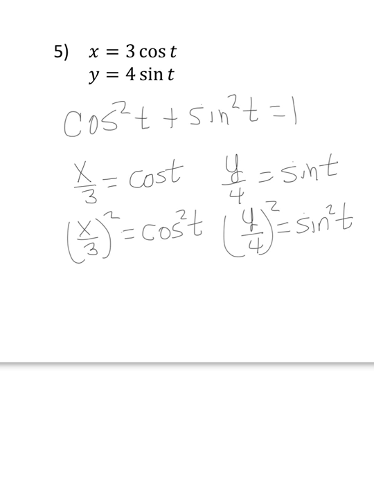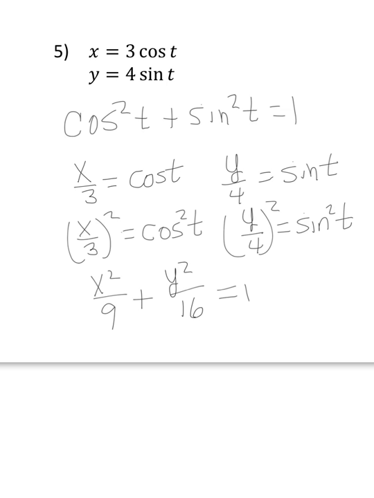All right, so what we're going to do next is replace, in our Pythagorean identity, our cosine squared t and our sine squared t with x over 3 quantity squared and y over 4 quantity squared. And when we finish, we're going to have something that should look very familiar to you. So here we have x squared over 9 plus y squared over 16 equals 1.